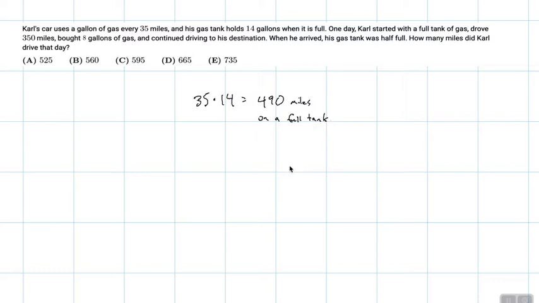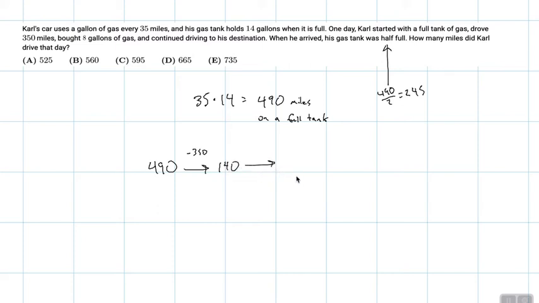Okay. And so that means that when he arrived at his destination, the gas tank being half full, that's just 490 over 2, which is 245. So the process here is: he starts initially on a full tank, 490. He drives 350 miles, so minus 350. Now he's at 140.